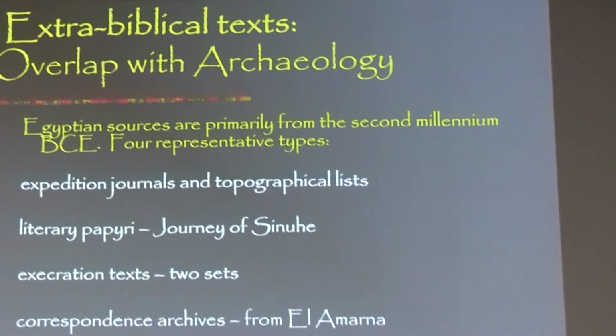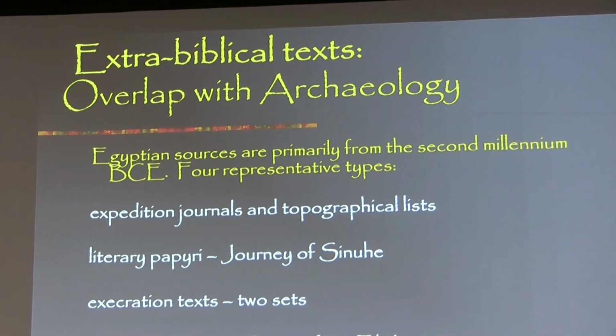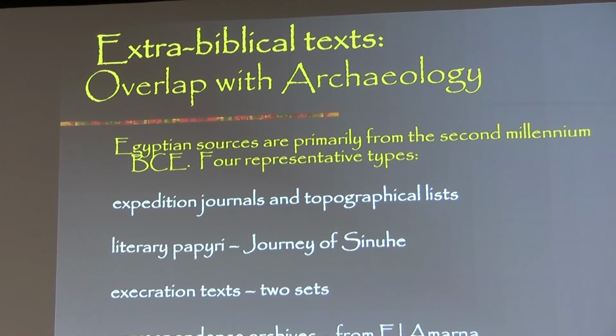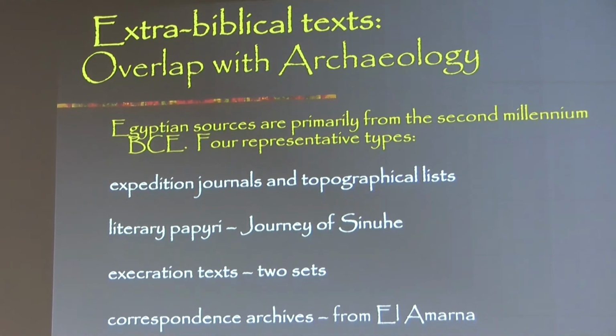Well, let's pick up some extra-biblical texts, and this is going to, of course, overlap with our study of archaeology. We have the same kind of stuff coming out of Egypt, expedition journals. Where have we seen that before? We also have just an example of a literary papyrus, a guy named Sinuhe, which is a very interesting papyrus.